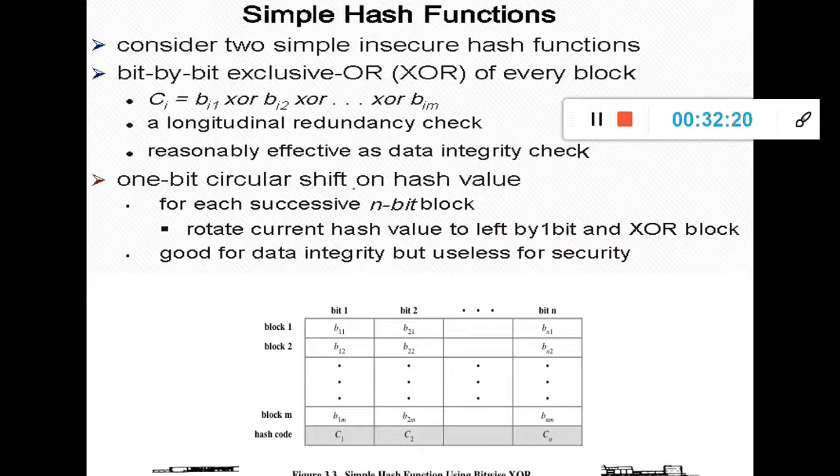Of course, in order to improve this simple hash function, instead of just XOR bit by bit, you can also use a 1-bit circular shift on the hash value. For each successive n-bit block, you rotate the current hash value left by 1 bit and XOR the block. Block number one you maintain, block number two you shift, and block number three you shift again by 2 bits, and so on, and then you XOR. It's good for data integrity, but again, it's useless for security. Maybe people can recover the message. Data integrity means that data is not altered or modified in an unauthorized way.